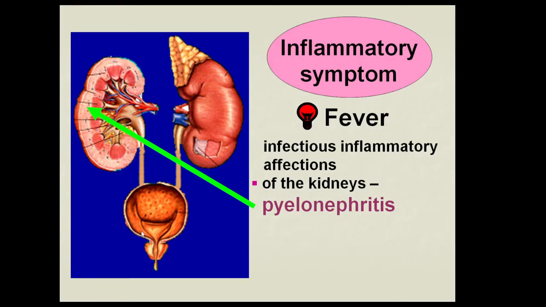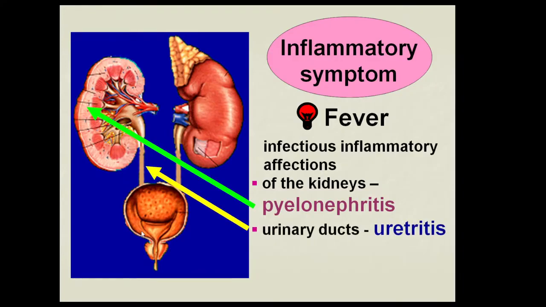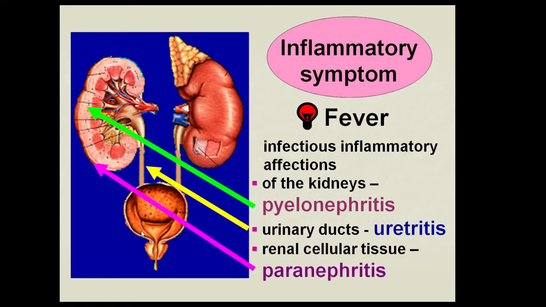Bacterial infectious process is always characterized by high temperature. And when the patient has loin pain and fever, first of all, we think about pyelonephritis. Then maybe the urinary ducts are involved, urethritis, as a pathological process. If the process spreads outside, we are talking about paranephritis. All these pathological processes of bacterial origin are characterized by fever.